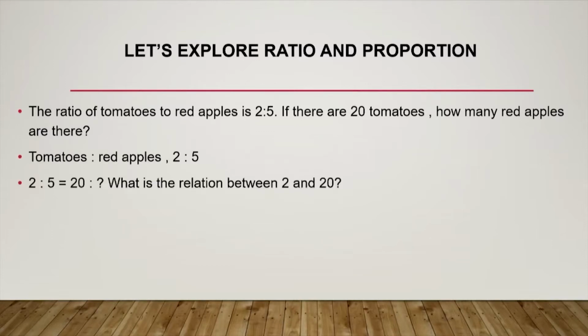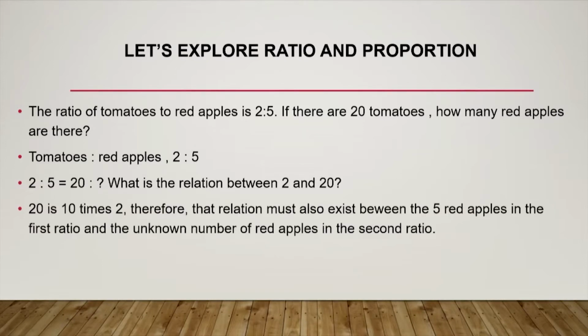We have to know we can equate 2 ratios. So the first ratio would have been 2 to 5. Then the next ratio would have been 20 to an unknown, because we're trying to figure that out. Since we have the tomato proportion, what is the relation between 2 and 20? You know it. So 20 is 10 times 2, right? So that means I would have multiplied 2 by 10, and that would give me 20.